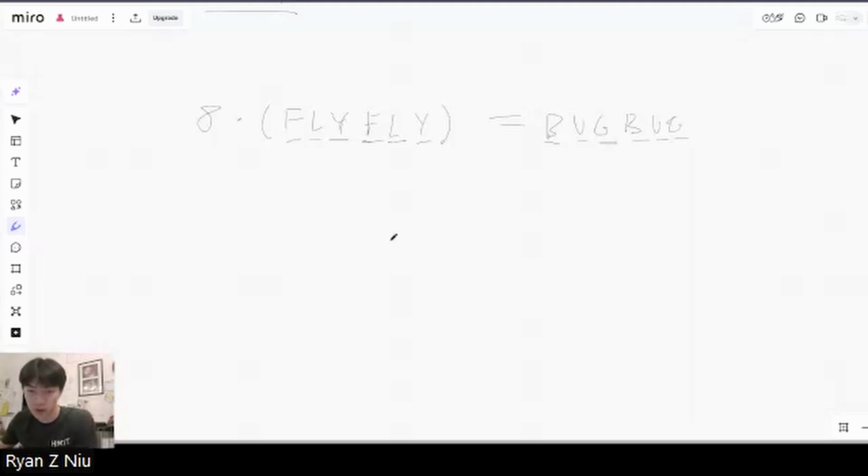Yeah. And it says, let FLY be the greatest number that can satisfy this equation. So we want this to be biggest. And it says find FLY. So this three-digit number plus this three-digit number.